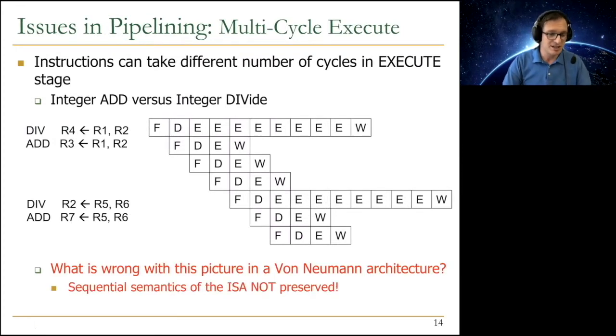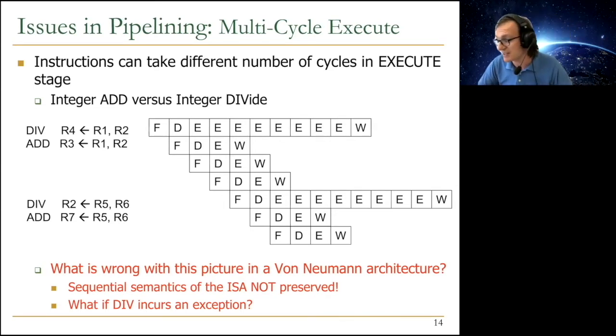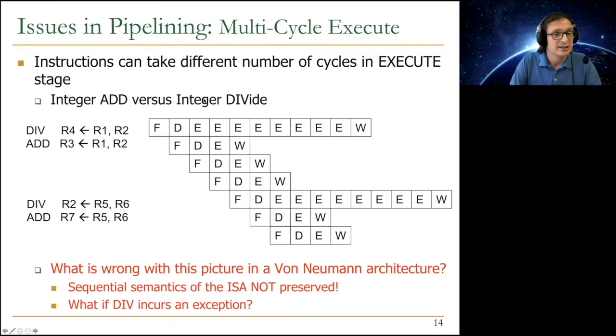Okay, so we discussed what is wrong. Basically, sequential semantics of the ISA is not preserved. And there's a good reason why to preserve it, because what if this divide instruction incurs an exception? So you can look at this divide. It didn't update the architectural state. 3, 4, 5 instructions updated the architectural state. At the end of the execution of the divide, in the last execute stage, we find out that divide caused an exception. Exception is an exceptional condition, basically a problem with the instruction, right? Okay. And one example of an exceptional condition in the divide instruction is divide by 0.